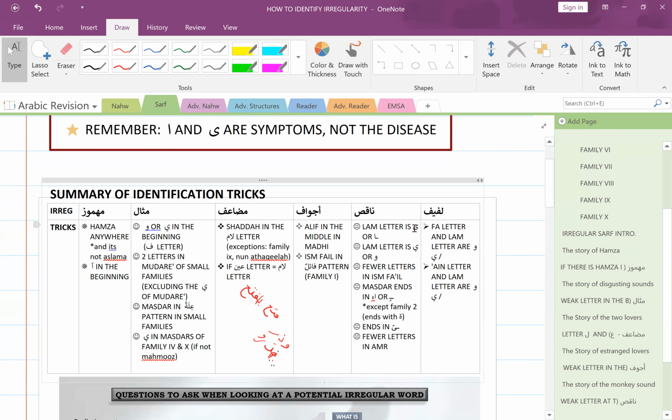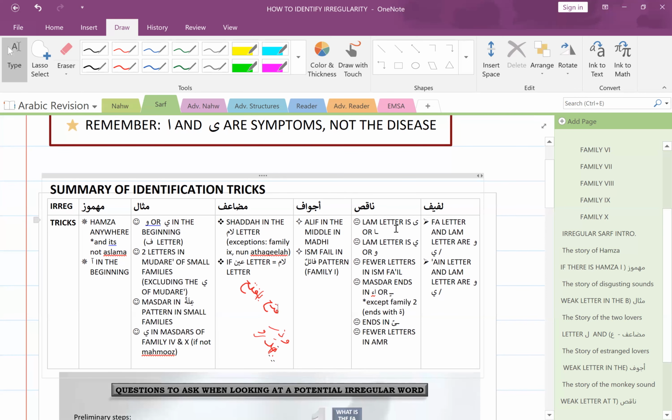Naqis, we just talked about this. If the ending is an alif, alif maqsura, alif mamduda, or a ya, or a waw, basically if it just looks anything like one of these, you look at the ending and it's either an alif or a ya or a waw, that's a dead giveaway, that's naqis. And then it has fewer letters in the isim fa'il and ends with in. So like we talked about zakkin, muzakkin, which other one do I remember? Of course, this is in the big families. I can't remember.